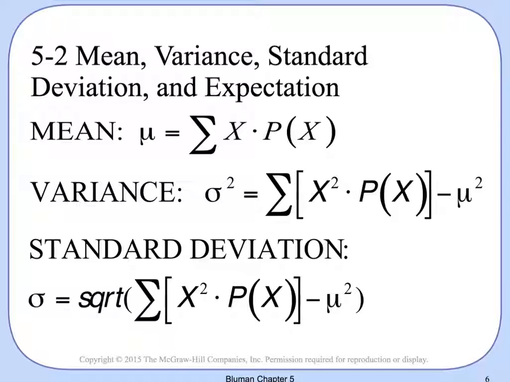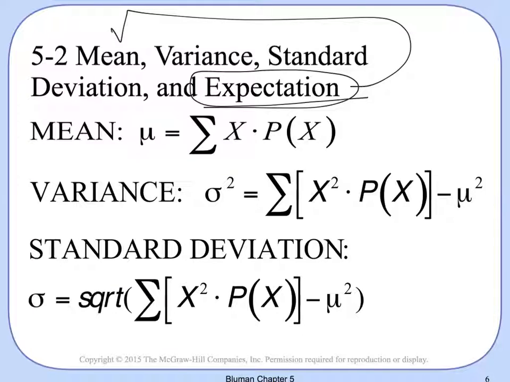So you have to take each x value, multiply by its probability, and then add them all up. That will give you the mean, okay? And I want you to understand that mean is actually the same thing as expectation. I see that the directions up here say mean, variance, standard deviation, and expectation, but you notice on the slide there's no expectation. That's because the expectation, or the expected value, is actually the mean.